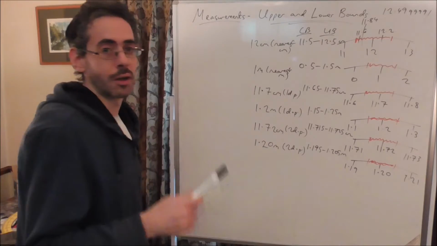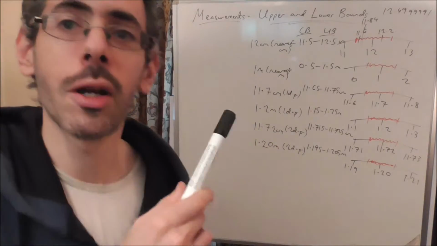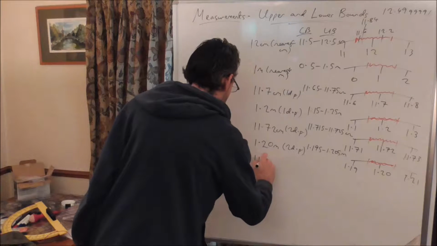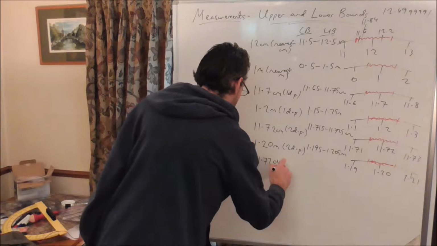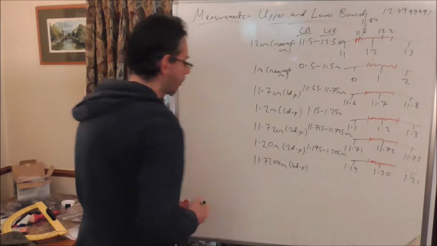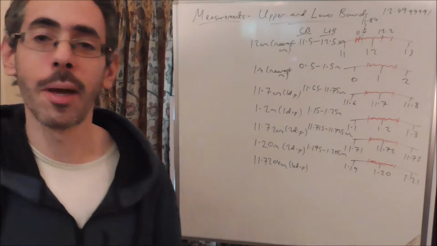Right, going back to the pen, so suppose I've measured it under a microscope, and it turns out that to 4 decimal places it's 11.7204 centimetres. To 4 decimal places. So what are the bounds now?